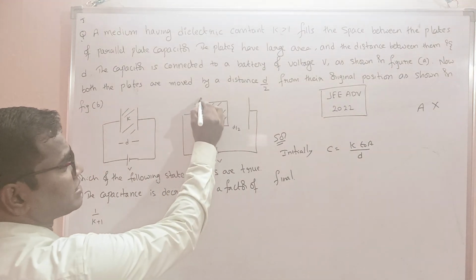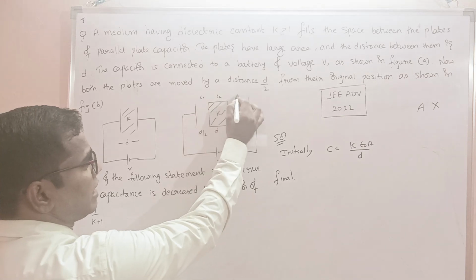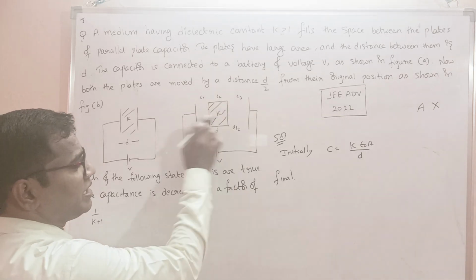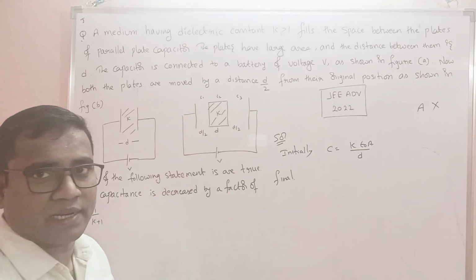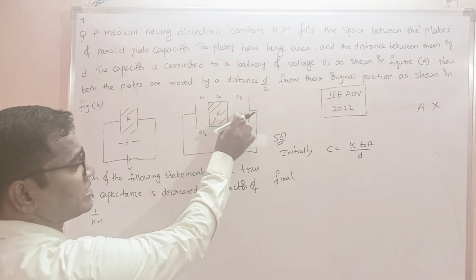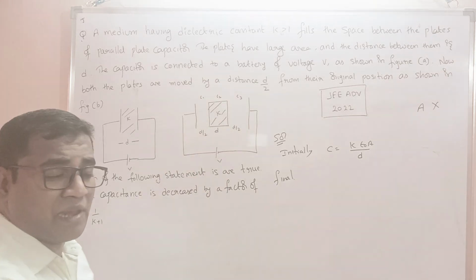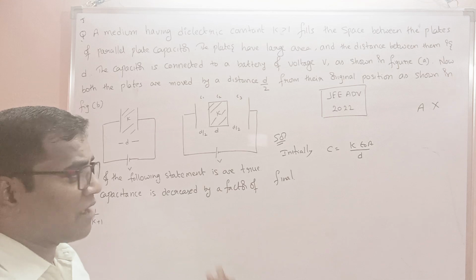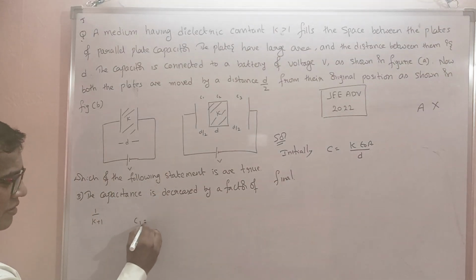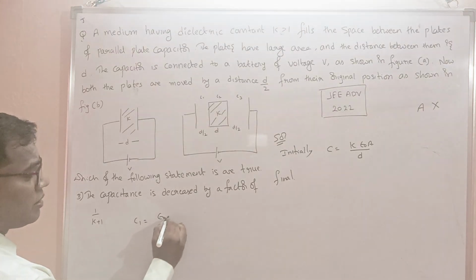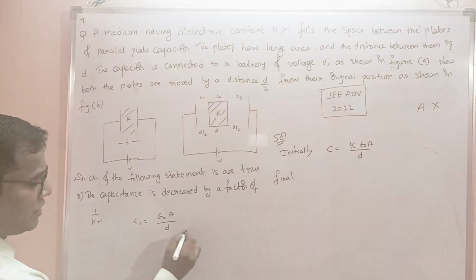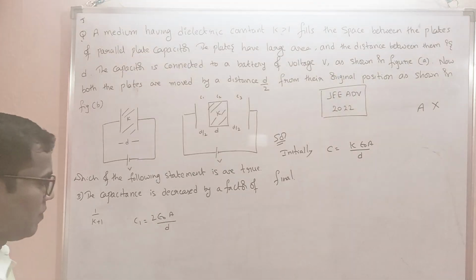Here I will write, for example, C1, C2 and C3, and these C1, C2, C3 are connected in series. So first I will calculate C1, C2 and C3, and in series I will apply the formula. We will get the answer, and after that I will compare. See here, C1 can be written as epsilon naught A by d, where d becomes d by 2. So here 2 will come.